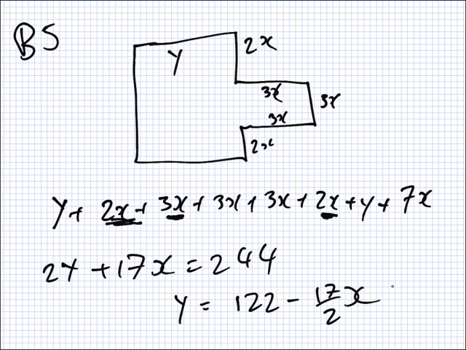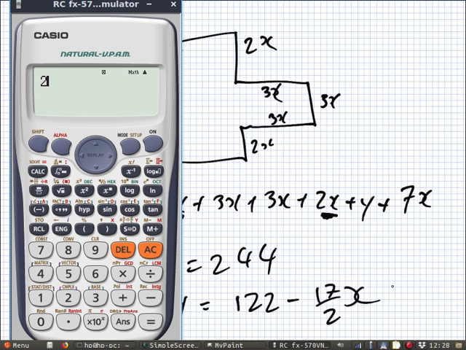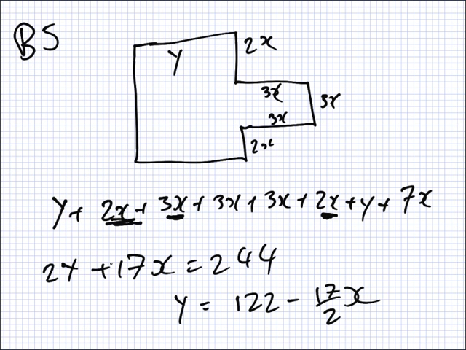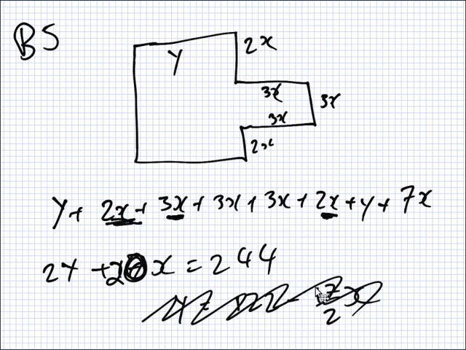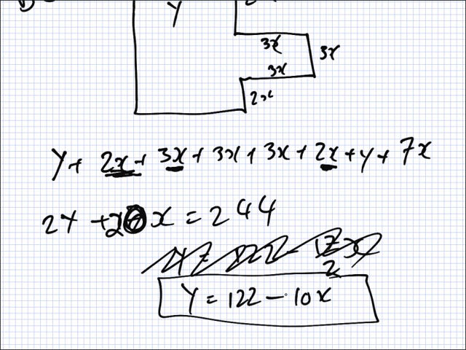I don't remember a fraction here. 2 plus 3 plus 3 plus 3 plus 2 plus 2 plus 3 plus 2. 20, yeah. So I miscounted something, didn't I? Anyways, y equals 122 minus 10x, yeah? Okay.